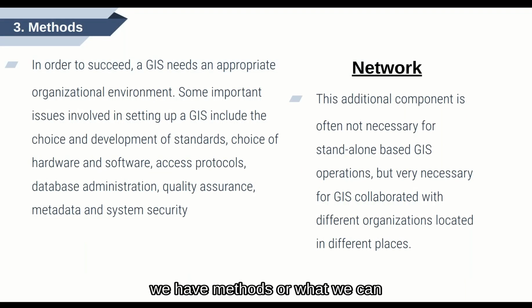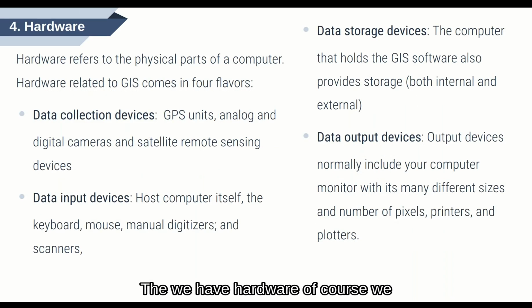We have methods. These are processes that you need to undertake to achieve different outputs within your GIS ecosystem. Then we have hardware. Of course, we have our devices, mobile phones, computers, laptops, tablets. All these are hardware, and we've been using them for quite a while. And there are a lot of advancements in this area. So the hardware is getting better, software is also improving, people are getting smarter, and data is getting more and more on a daily basis.